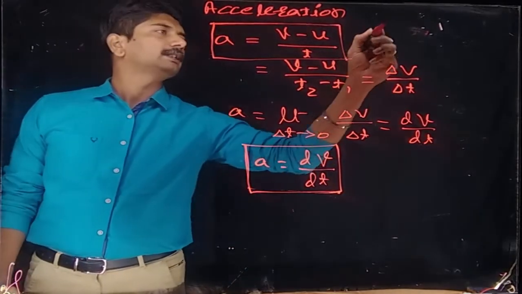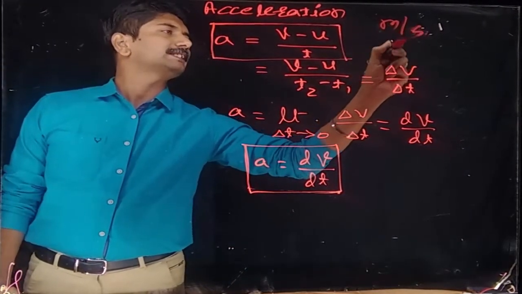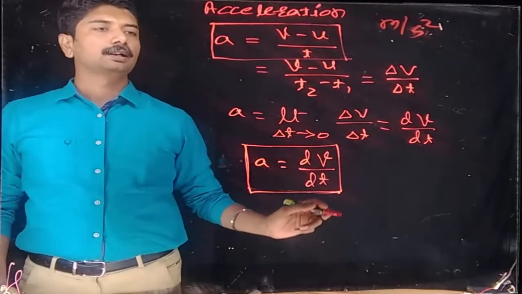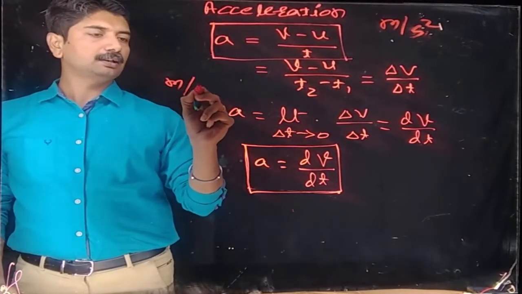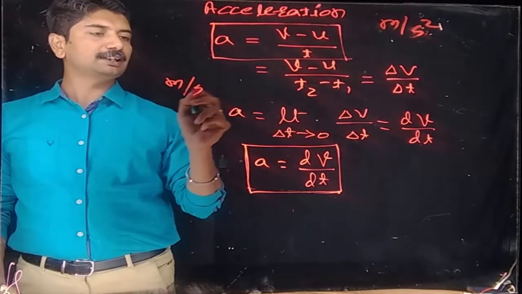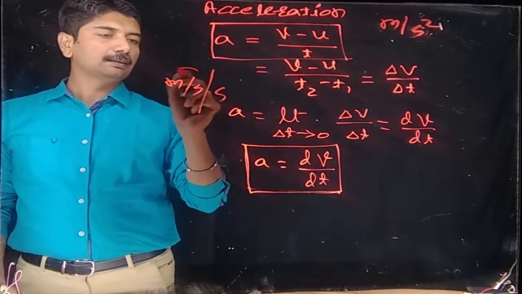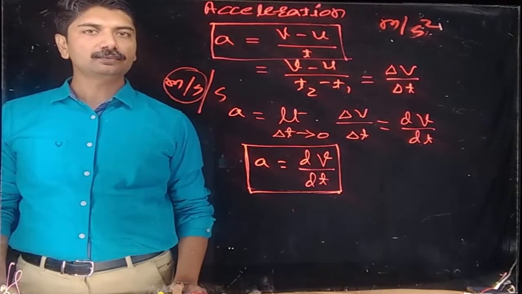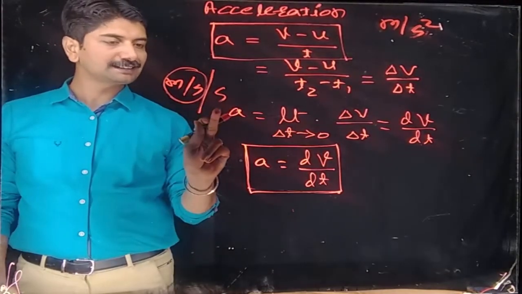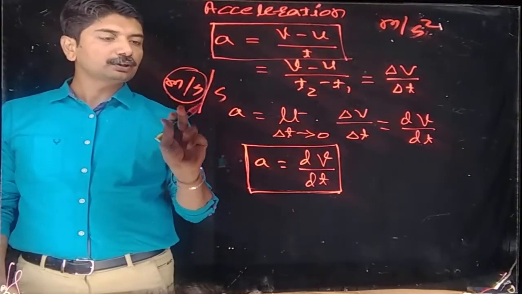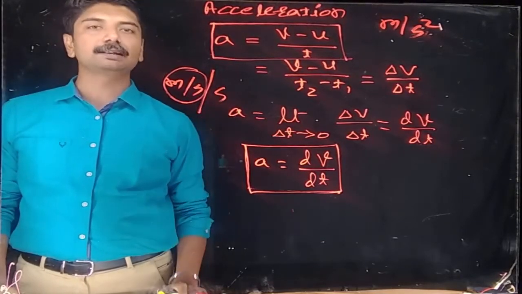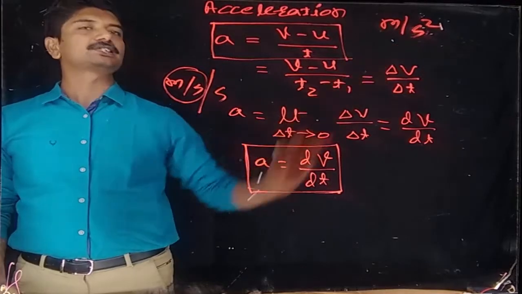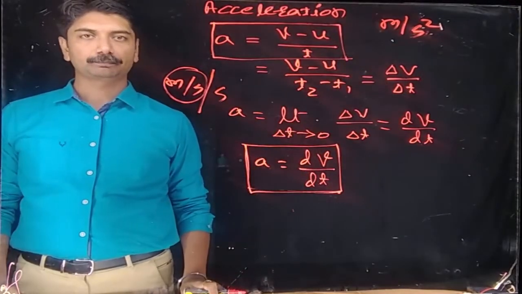Acceleration has unit meter per second square. I always tell my students, meter per second square means meter per second per second. Meter per second is a unit of velocity, so velocity per second. That means we are talking about change in velocity per second, the rate of change of velocity per unit time, which is nothing but acceleration, meter per second square.